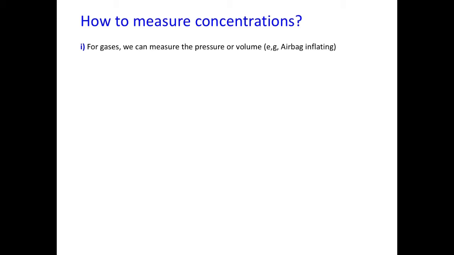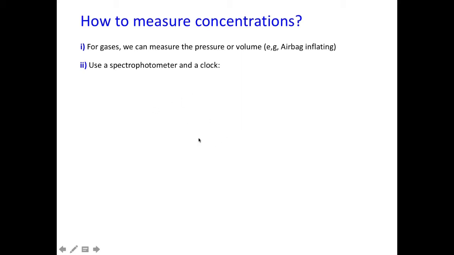So first, how to measure concentrations. For gases, we can measure the pressure or the volume, for instance, the airbag inflating. In the beginning of the process, you can just measure the volume, and afterwards the pressure increases inside. But there are different ways to do this. We can also use a spectrophotometer and a clock.